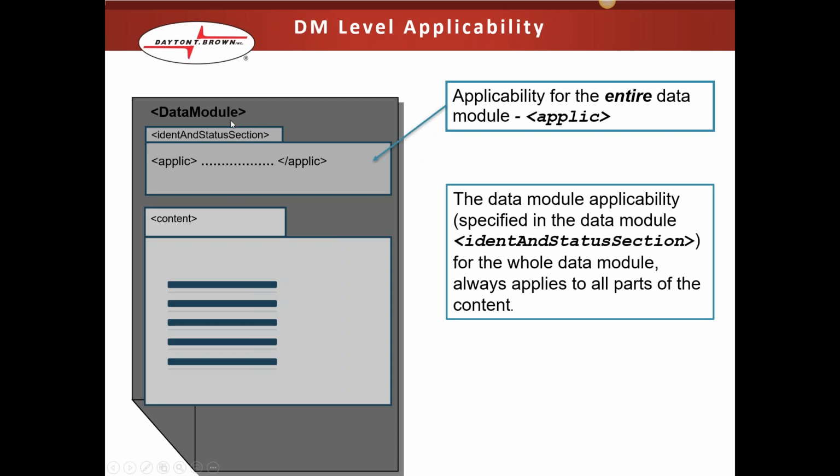So no matter what, when you declare data module level applic, that applies to the entire set of content, right? And you have to be somewhat careful because we can do what we call content level applicability, but anything that you put inside of the content level better be within the bounds of this data module applic. In other words, if I've said that this data module is good for serial number 1 through 10, and I come down here in the content section and I say, oh, this sentence right here or this step or paragraph is good for serial number 11. Nope, that does not work and is not allowed, right? So your content level applicability must meet the constraints of data module level applic. So always keep that in mind.